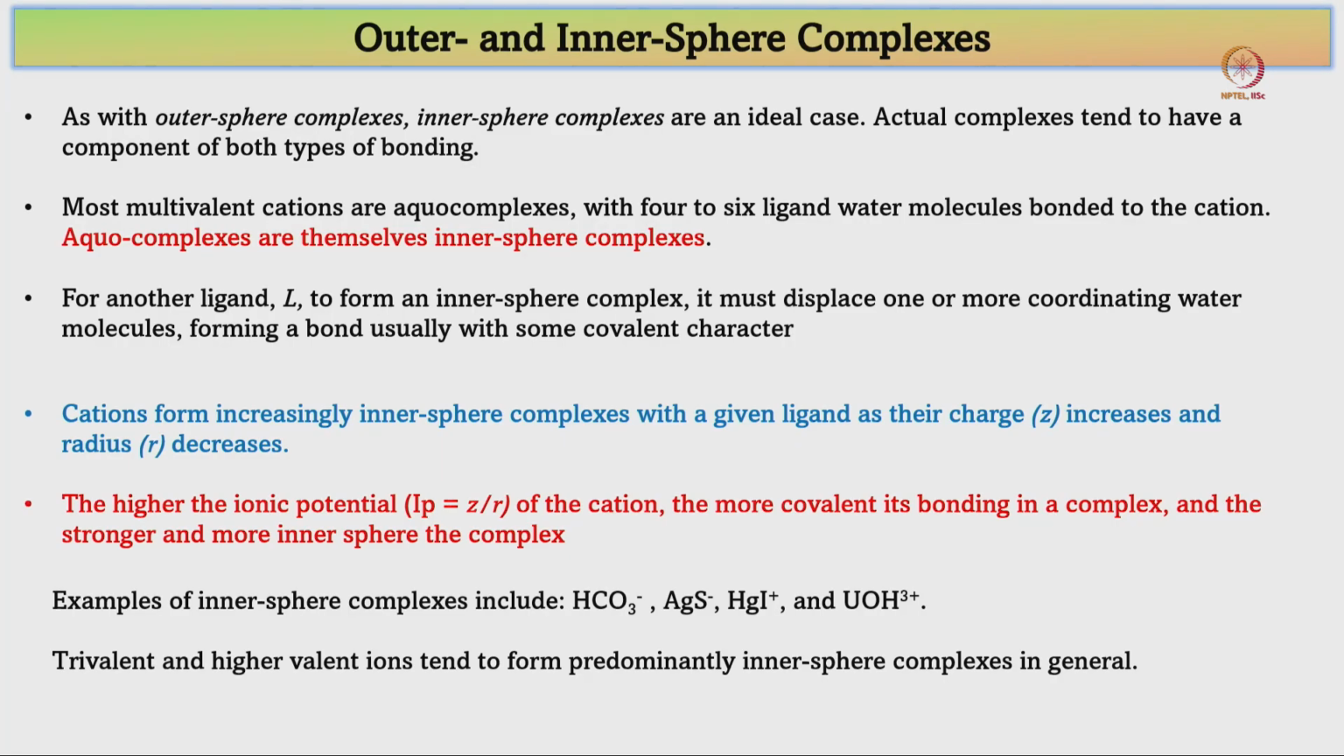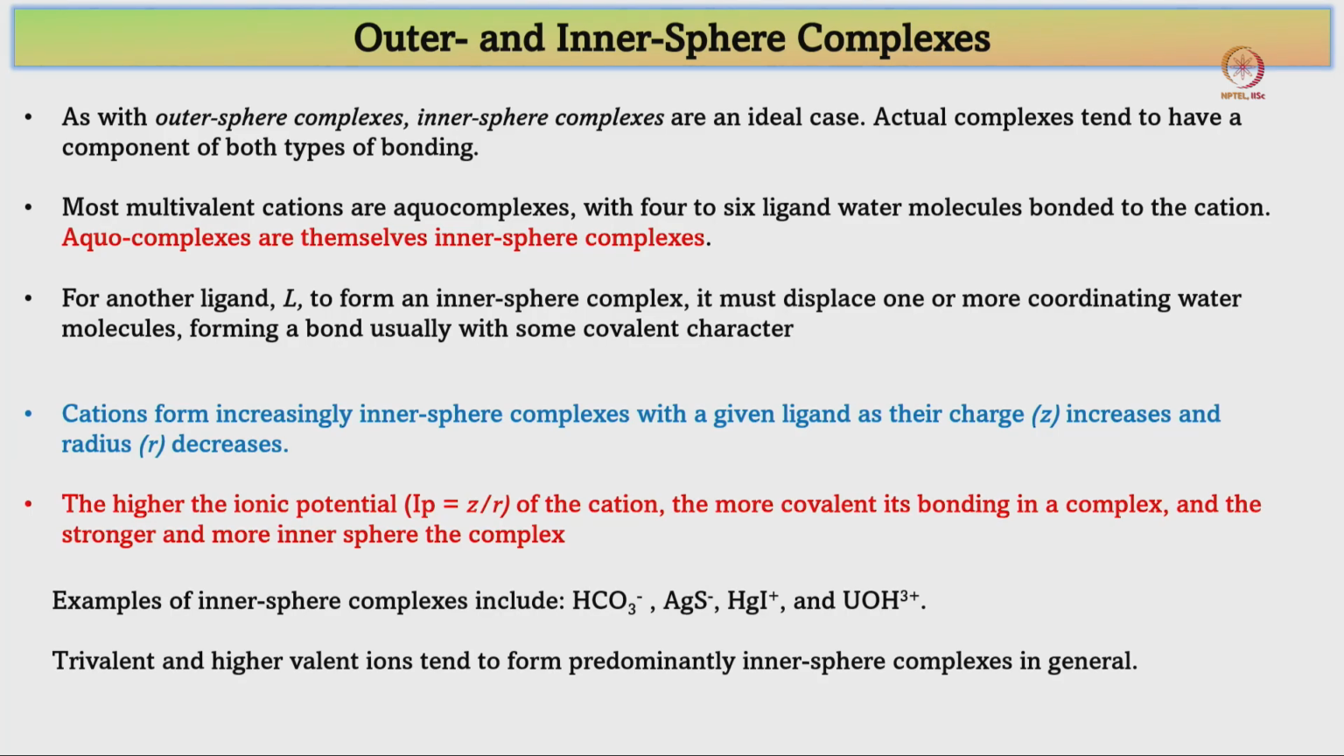a ligand, as I said, can be a neutral molecule or an ion. For it to form an inner sphere complex, it has to displace one or more of the water molecules. Therefore, there will be some covalent bonding character, because in covalent bonding the bonding is strong and more direct. The ligand is now going inside the inner sphere, so there will be a stronger covalent bonding character.